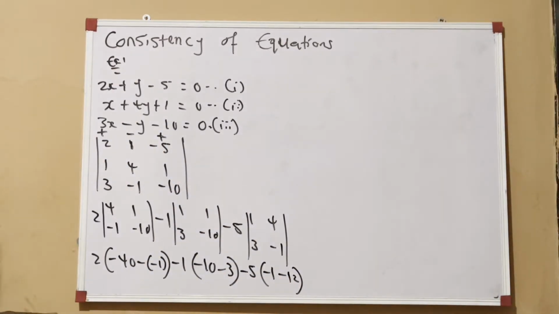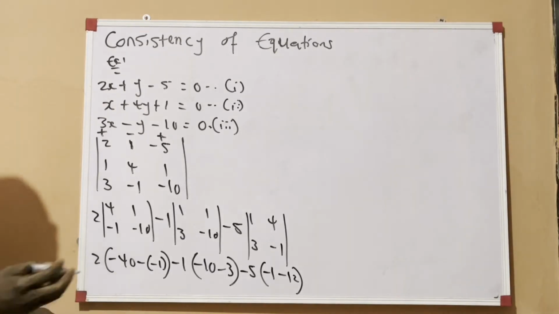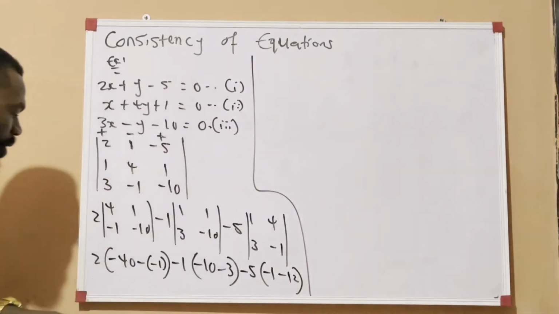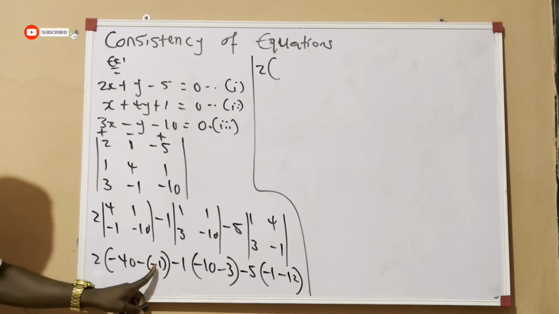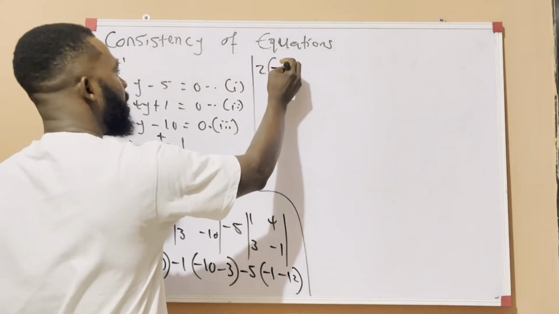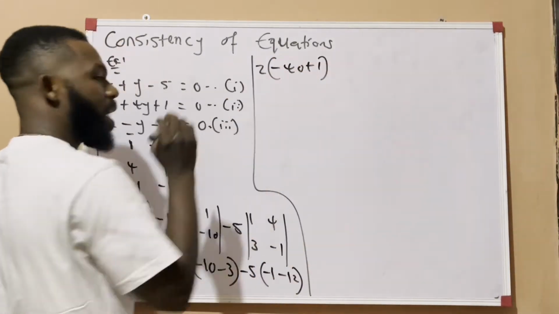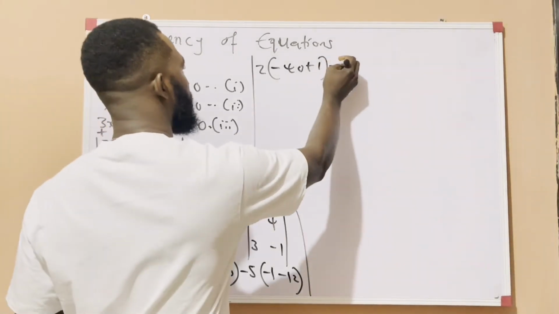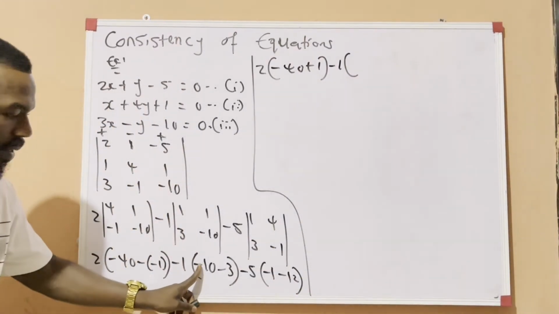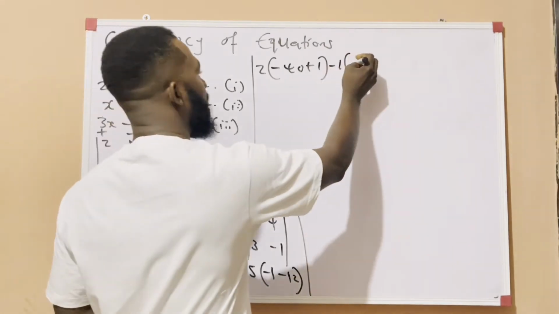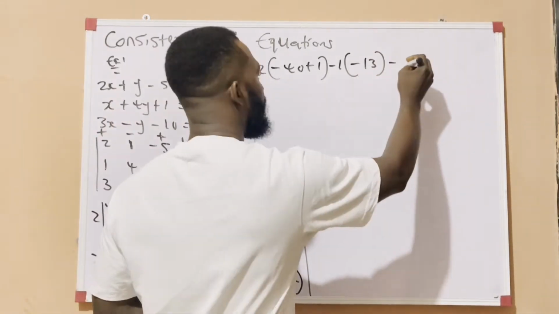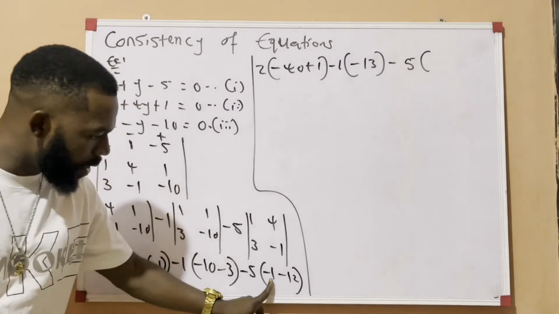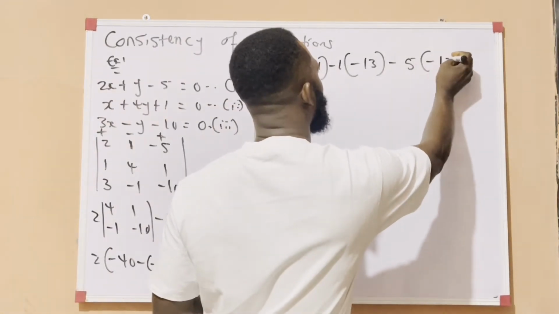Okay. Now, let us solve what is inside the bracket first. If we do that, we are going to get 2 into the bracket of, now I have a negative sign and I have a negative sign also, so minus times minus gives us plus, so here it becomes minus 40 plus 1. Alright, good. Minus 1 into the bracket of, now negative 10, negative 3 gives us minus 13. Alright, now minus, we have 5. Okay, minus 1 minus 12 also gives us minus 13.